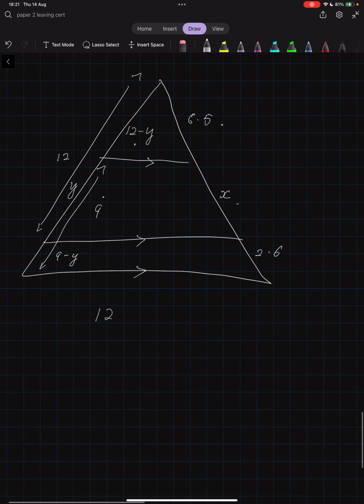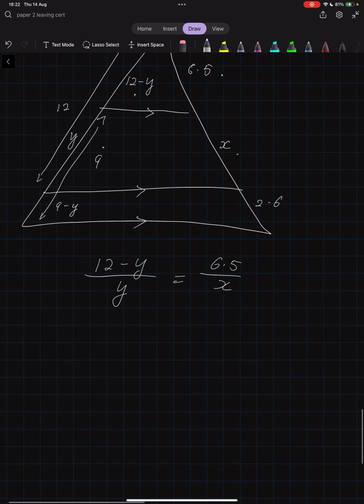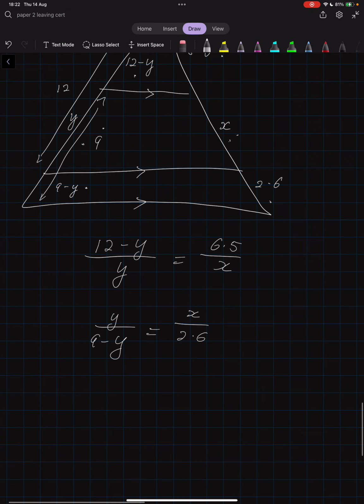So I can do the top thing divided by this is going to be this thing divided by this. So 12 minus y divided by y is going to be 6.5 divided by x. Okay? So I'm going to cross multiply and get, actually no, I might just leave it like that for the minute. And then another equation I can do, I can say this divided by this has to equal this divided by this. So y divided by 9 minus y has to equal x divided by 2.6.